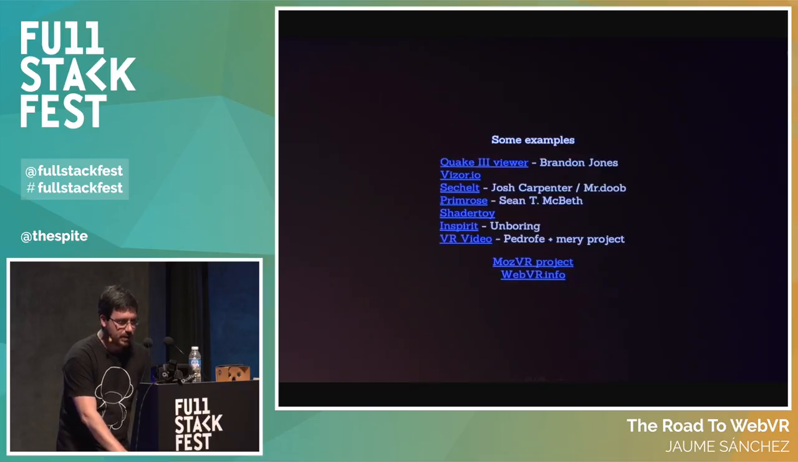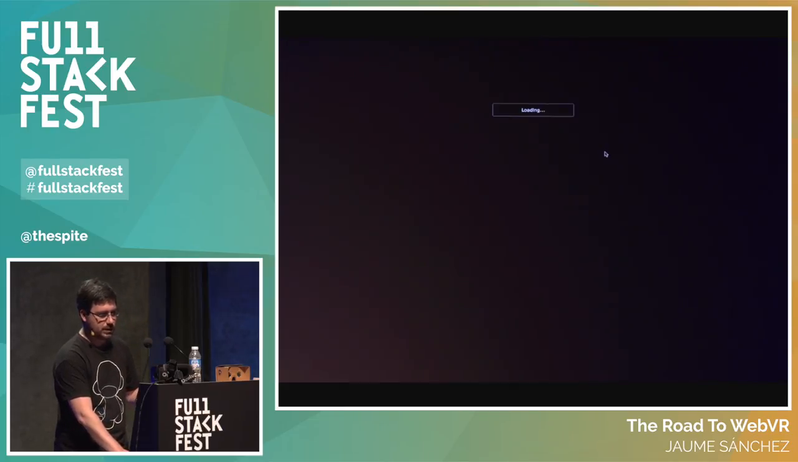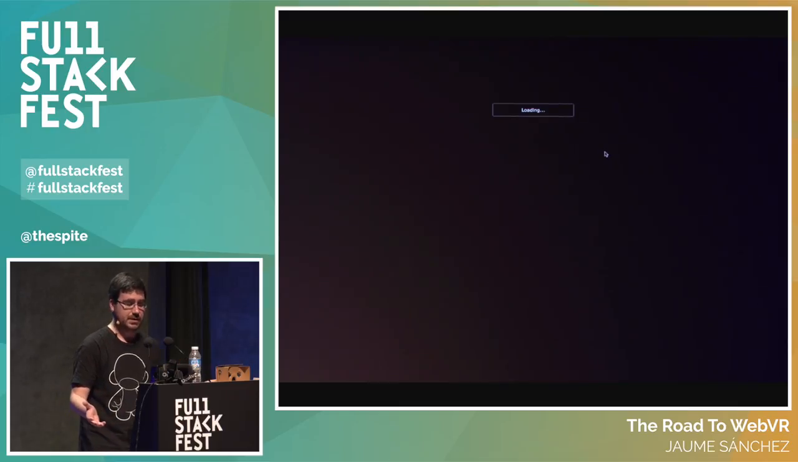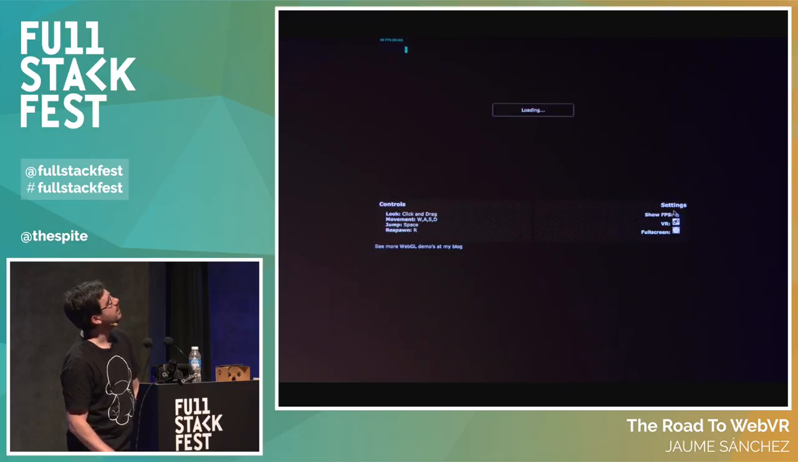There are some examples here. I'm going to show you one of the first, and hopefully it should work, if there's connection, let's see. Because most of this stuff is online. Okay, loading. You can see, for instance, that this is Brandon Jones's Quake 3 viewer of the BSP, of the levels. And there's this option for VR, but I think it's taking very long.